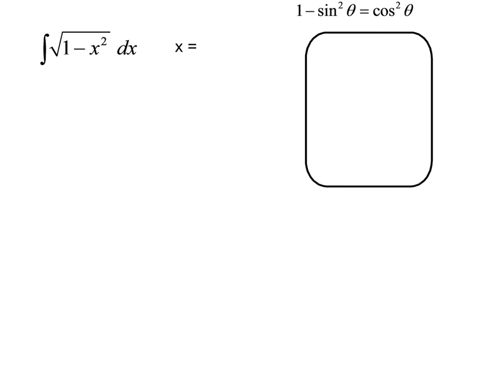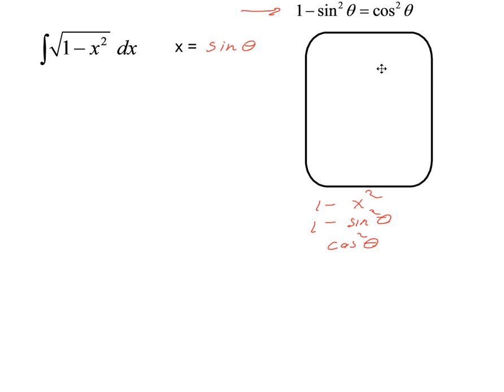What we're going to do when I have a number minus x squared is use the identity 1 minus sine squared is equal to cosine squared. And what I'm going to do is let x be equal to the sine of theta. The reason for that is if I have 1 minus x squared and I let x be equal to sine theta, then x squared is sine squared theta, and 1 minus sine squared is equal to cosine squared theta.